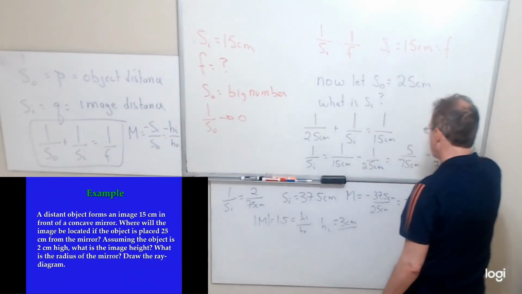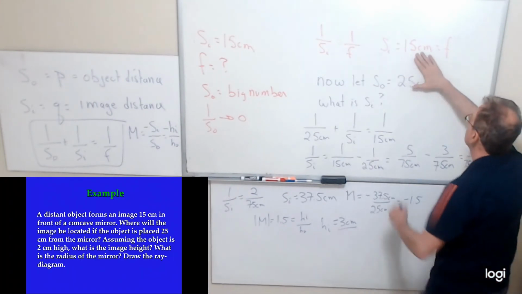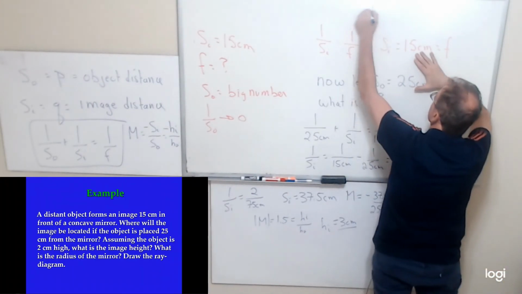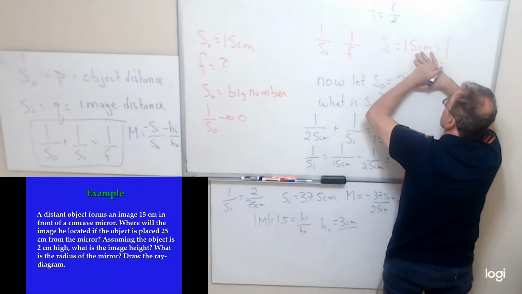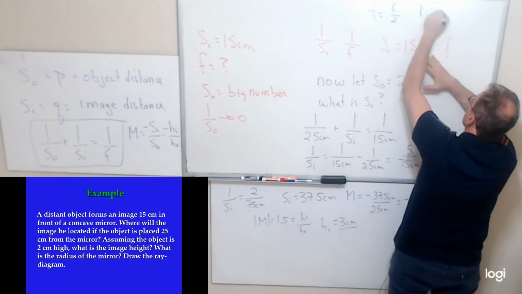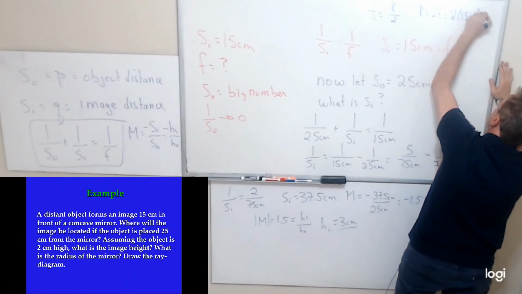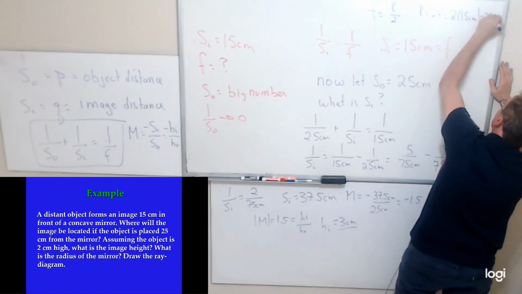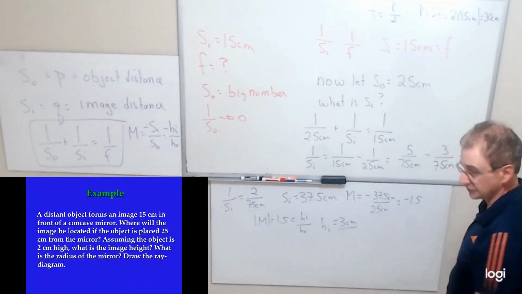Now, what is the radius of this mirror? Well, the focal length is R over 2. So then R is 2F. So R is 30 centimeters.